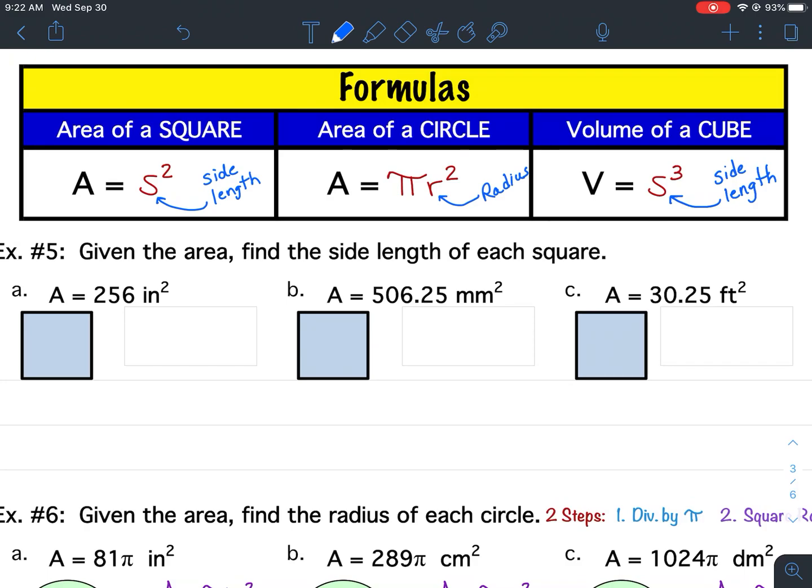So again, the formula for the area of a square is area equals side squared. Area of a circle is area equals pi r squared. And the volume of a cube is volume equals S cubed. If you have any questions on the formulas, let me know.